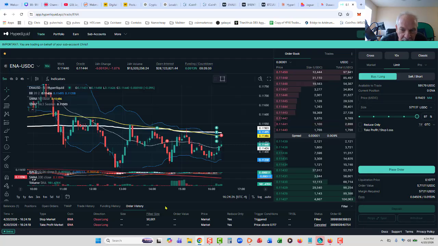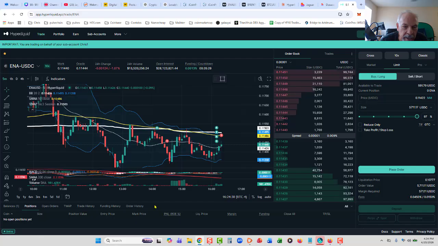So that's how you use Hyperliquid. This is a true DEX, or decentralized exchange, and all you've got to do is connect your wallet, with Coinbase Wallet or whatever you use. Just connect it and deposit USDC on the Arbitrum network.